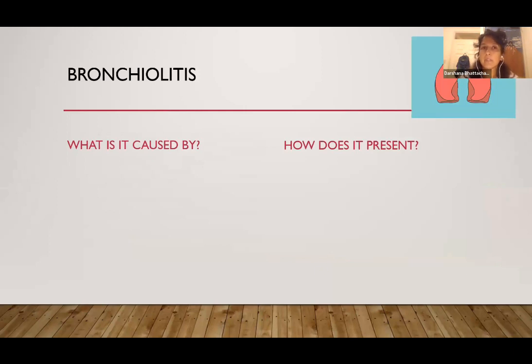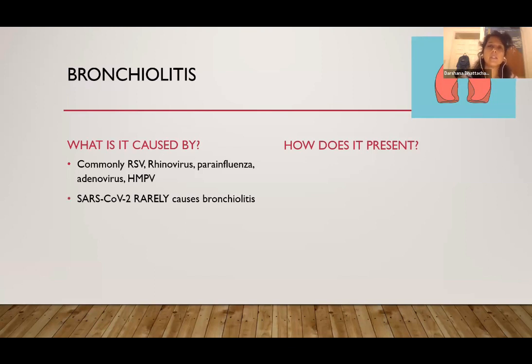Again, I'm sure a lot of you are seeing bronchiolitis at this time of year, and I'm sure you know that it's commonly caused by RSV, respiratory syncytial virus, but it can also be caused by other common cold viruses, rhinovirus, parainfluenza, adenovirus, and human metapneumovirus, all of which can cause quite severe illness. Studies earlier this year have shown that the novel strain of coronavirus rarely causes bronchiolitis in this age group. So that's something that we don't need to be as concerned about.